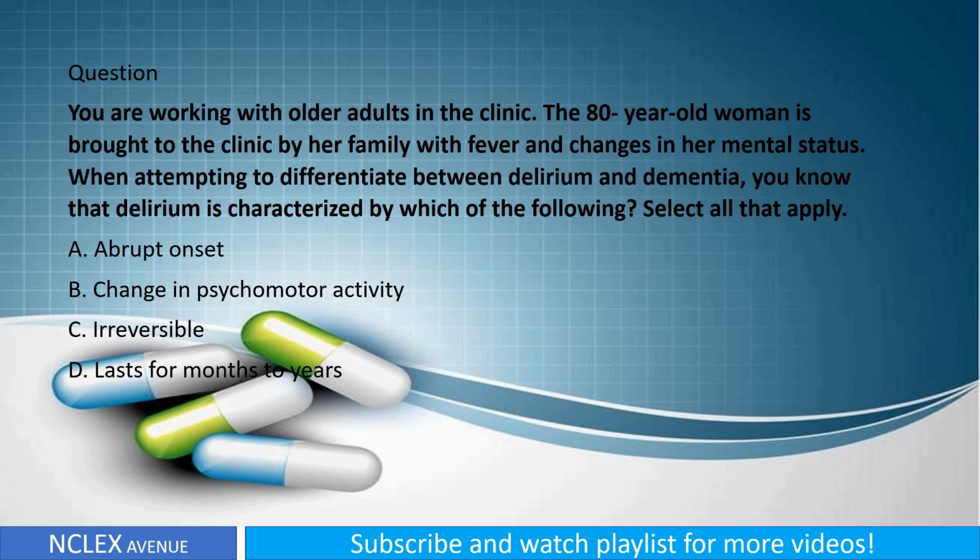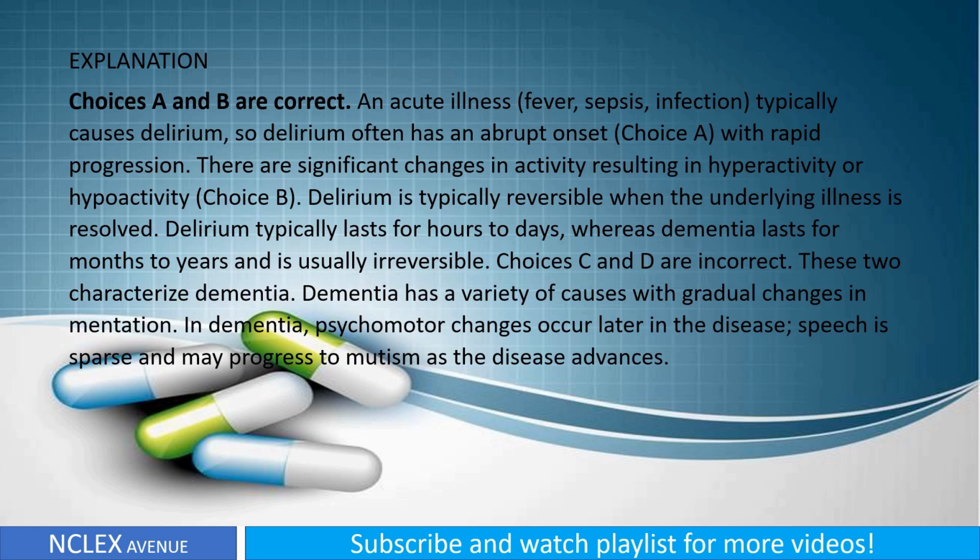Question. You are working with older adults in the clinic. The 80-year-old woman is brought to the clinic by her family with fever and changes in her mental status. When attempting to differentiate between delirium and dementia, you know that delirium is characterized by which of the following? Select all that apply. A. Abrupt onset. B. Change in psychomotor activity. C. Irreversible. D. Lasts for months to years.